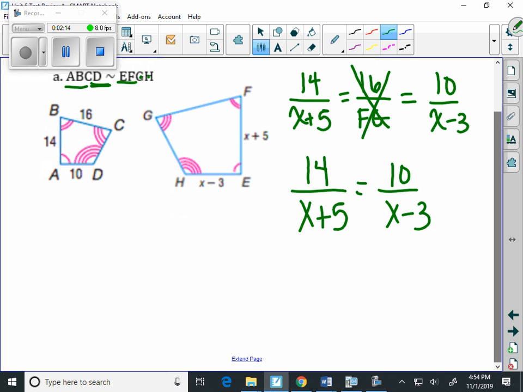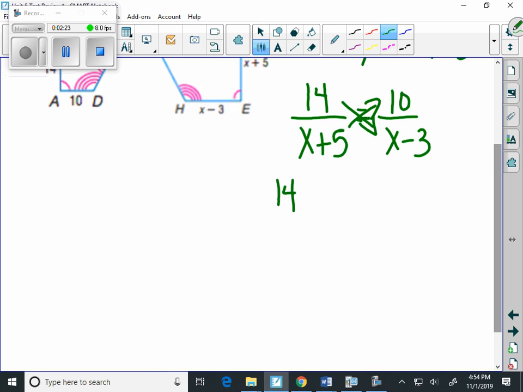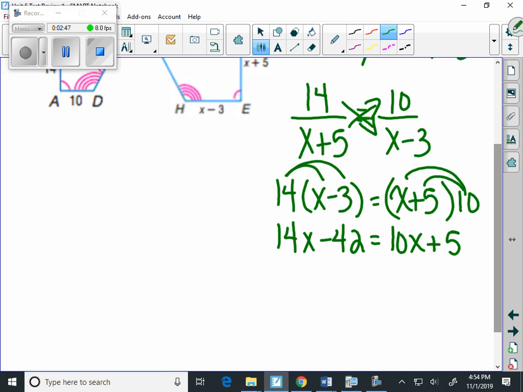And now what we're going to do is we're going to have to cross multiply it. But don't forget that we need to distribute when we do this problem here. So this is going to become 14 times x minus 3. And it's going to become x plus 5 times 10. And we need to distribute both the 14 and the 10. When we distribute, we get 14x minus 42 equals 10x plus 50.